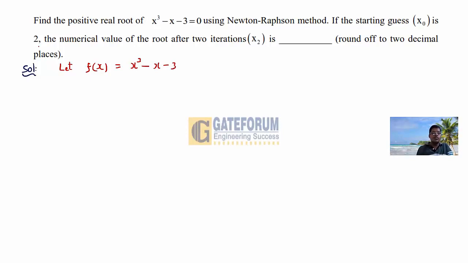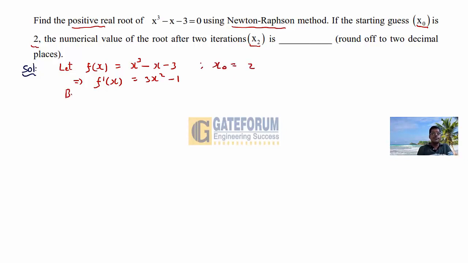So the x naught value is given as 2, and they're asking for x2. The method mentioned is the Newton-Raphson method, NR method, for the positive real root. Okay. So, applying the Newton-Raphson method, step 1 is to find the first derivative, that is 3x square minus 1. And the x naught value is already given as 2.